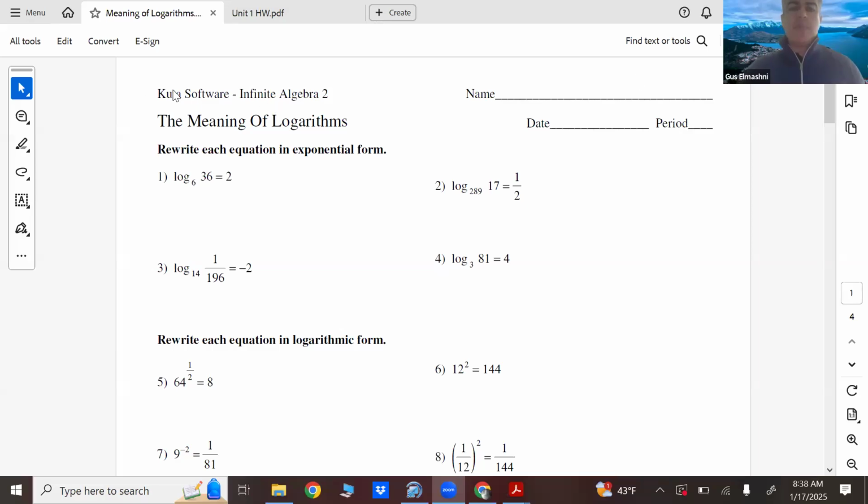Okay, so for number one, what you want to do is keep the 36 where it is. Now, they didn't put parentheses here. Move the 6 to the other side, make it 6 squared. Now, is that a true statement? Yes. Okay, try 2, 3, 4 next.